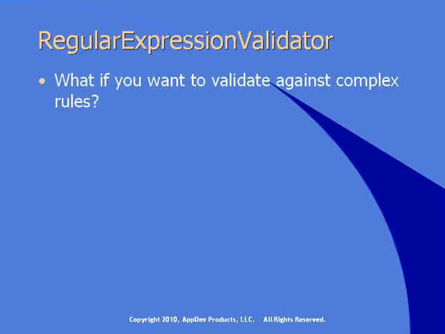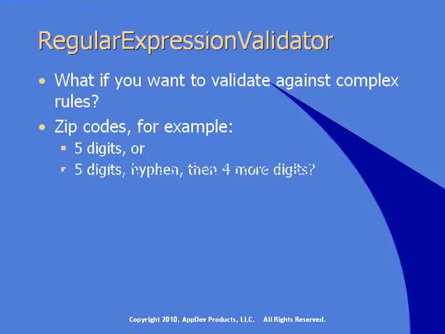What if you need to validate against some set of complex rules? For example, zip code. In the United States, a zip code is our postal code, and it can be either 5 digits or 5 digits, a hyphen, and then 4 more digits. And if I remember correctly, there's actually an extended zip code that's more digits, but for now, that's all I'm going to worry about. You could write code that would perform a character-by-character validation and use a custom validator.